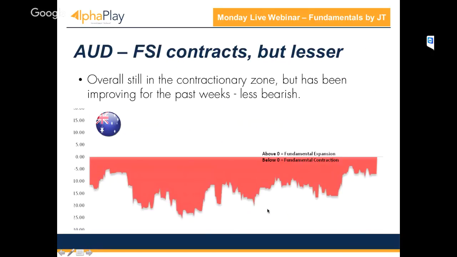The trajectory is overall positive, and right now it is stabilized around the 12% figure. I'm hoping to see it go up to neutrality, which is 0, and further up, because the Aussie and the Kiwi have a lot of potential in the next few months. Because their economy has been facing a downturn, we are expecting a recovery soon. But until that happens, let's not rush into any long Aussie or long Kiwi trades, right? So overall, still in the contractionary zone, but it has been improving for the past few weeks. It is now less bearish. This is from the fundamentals point of view.